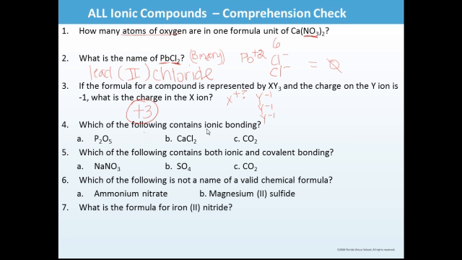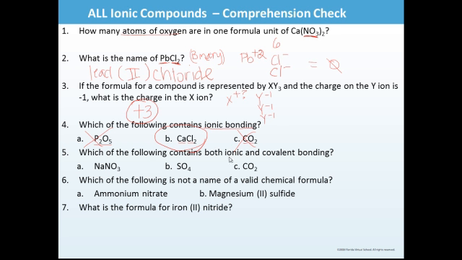Number 4. Once again, ionic bonding means metal, non-metal. A, we see P2O5. Phosphorus and oxygen are both nonmetals, therefore that's covalent. B, calcium is a metal, chloride is a nonmetal, therefore this is an ionic bond. C, carbon is nonmetal, oxygen is nonmetal, therefore that's a covalent bond.